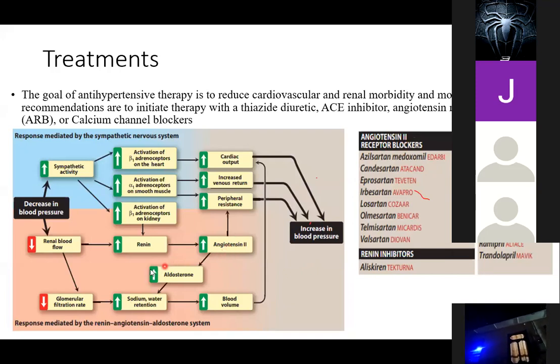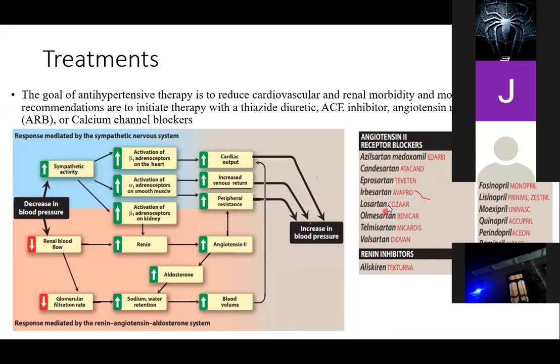So it means that this part is then cut off. So we have candesartan, losartan, irbesartan, valsartan. So please try and keep these in memory. However, the key word here is sartans.